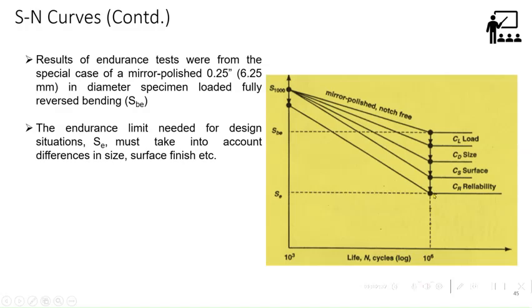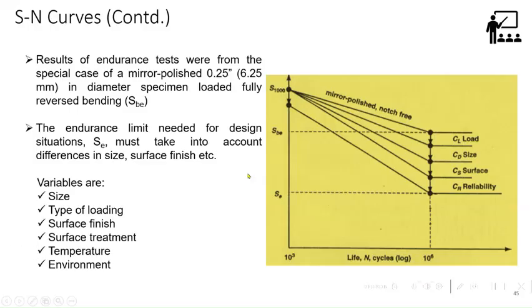But when it comes to reliability, it affects both 10 to the power 3 as well as 10 to the power 6, so there will be a parallel shift. Reliability, like a 24 karat, 99.999, you want the result to be more robust, with 95% confidence and 95% repeatability. Then you have to use a factor. That will come down depending on whether you want 99.9 or 99.99. So that factor has to be applied there. So there are variables like size, type of loading, surface finish, surface treatment, temperature and environment.